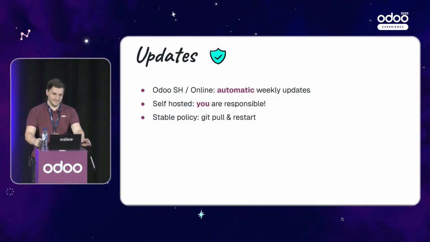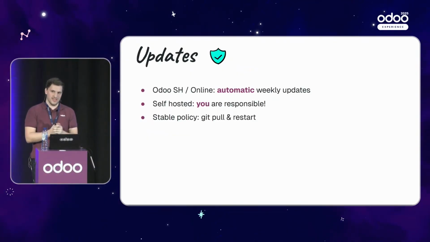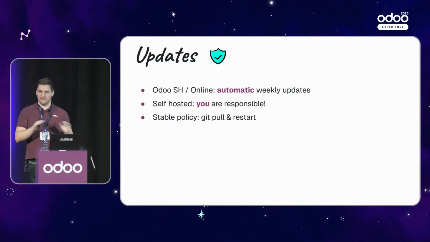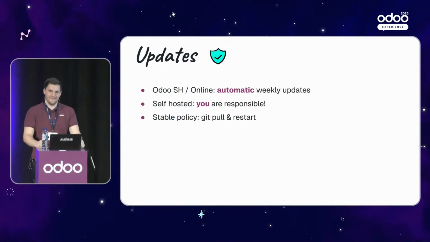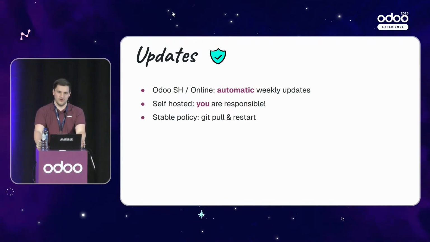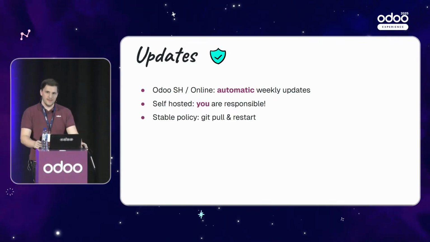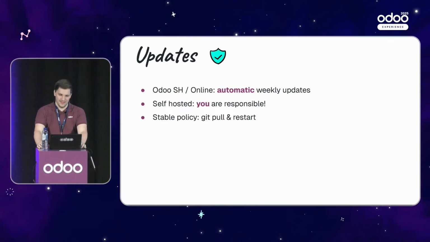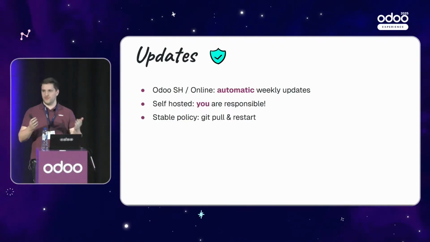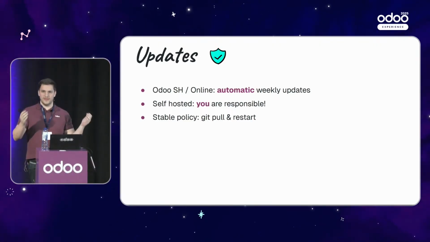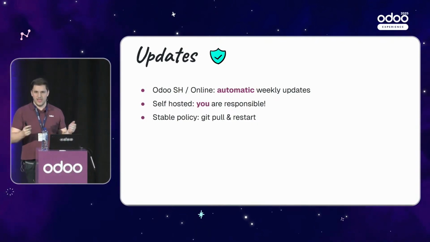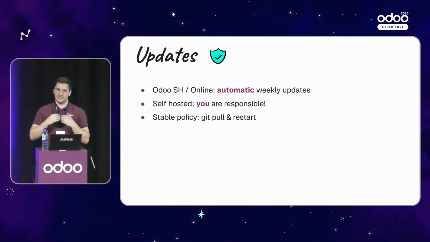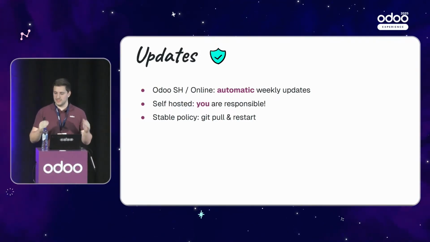Now for updates. If you're on Odoo SH or Odoo Online, you will receive automatic weekly updates. So any kind of vulnerability will be immediately patched. But if you are self-hosted or use a partner or anything along those lines, it becomes your responsibility to update Odoo. Luckily, we have a stable policy. The stable policy means that we don't really change anything related to the method signatures, or anything critical.